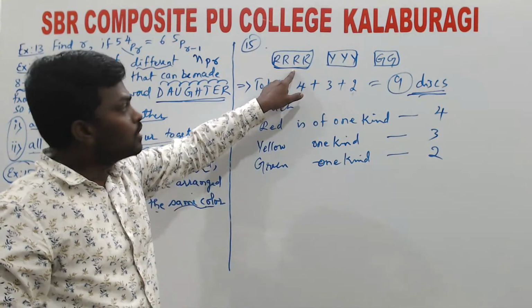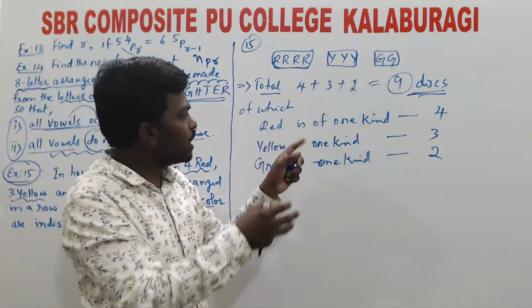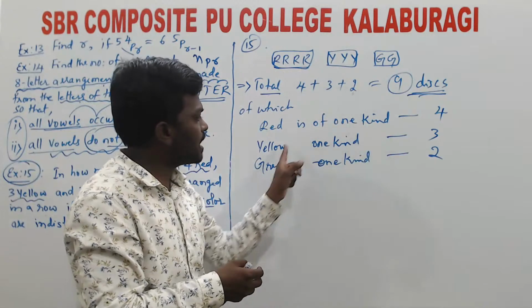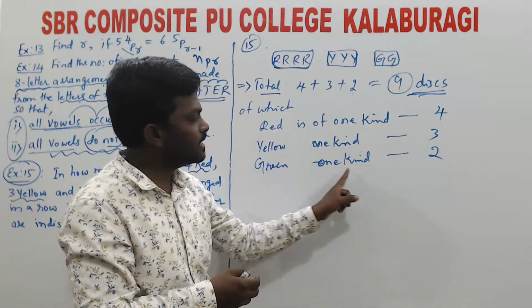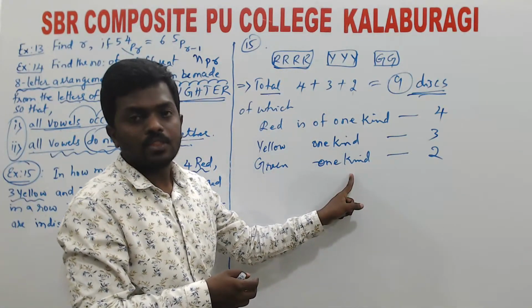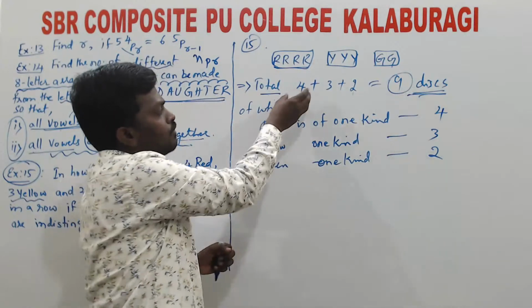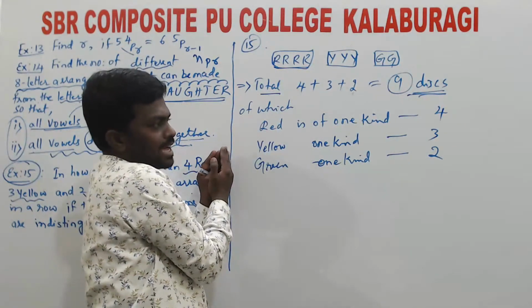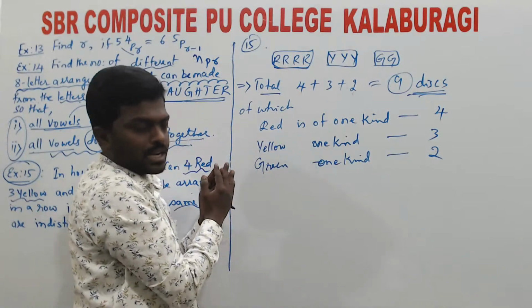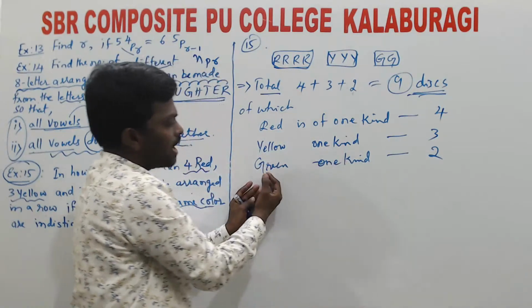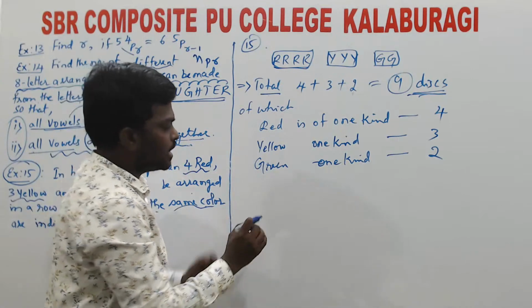But here in this example 15, you can see red is occurring how many times? 4 times. Okay, so there is a group going on, one kind. Red is of one kind, yellow is of one kind, green discs is of one kind. So in total there are 9 discs, but among them 4 are of red type, 3 are of yellow type, and 2 are of green type. Is that clear?